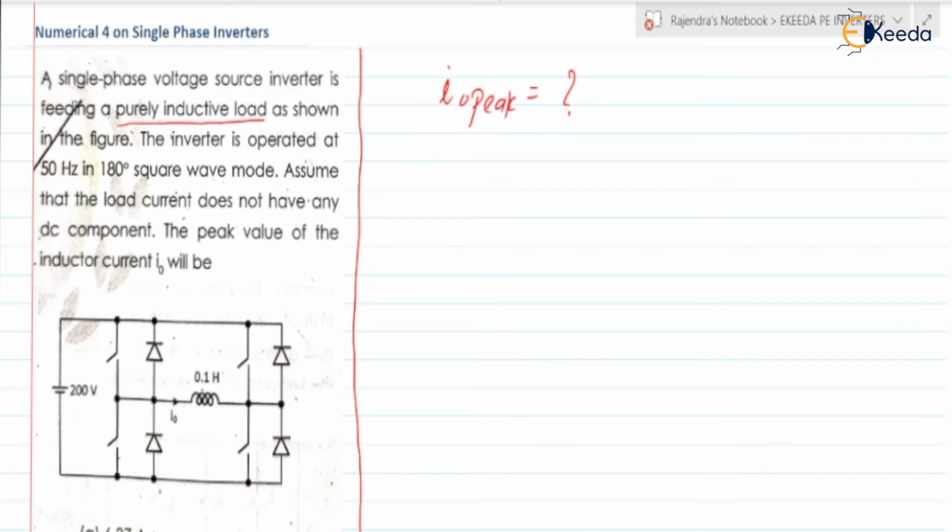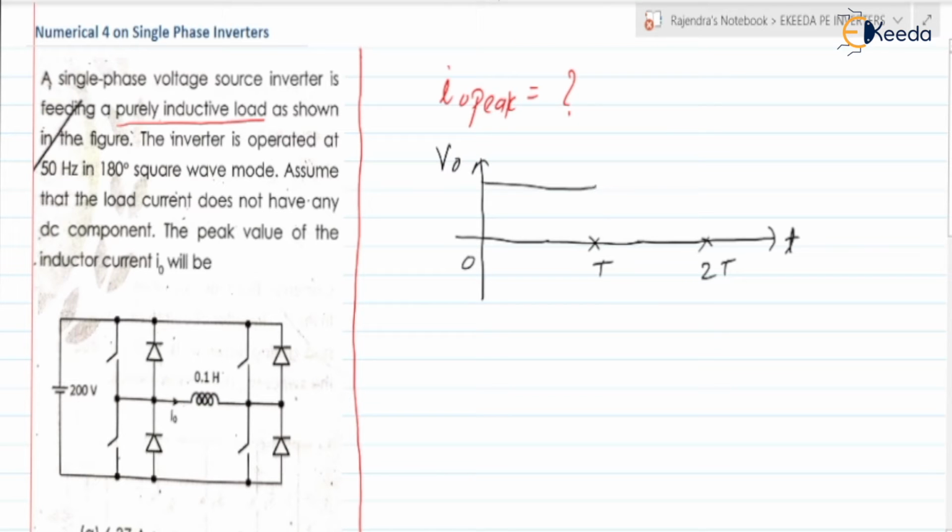Now here we need to understand the load is purely inductive. So first thing is, can we draw the V0 waveform for a single phase full bridge inverter? Yes, we can draw it, with time t and here 2t. From 0 to t it is positive, t to 2t it is negative. And what is the magnitude of that output voltage? It is the same as that of the EDC, which is 200 volt.